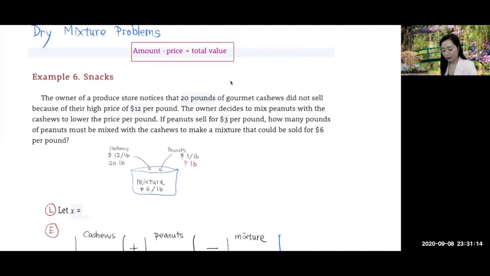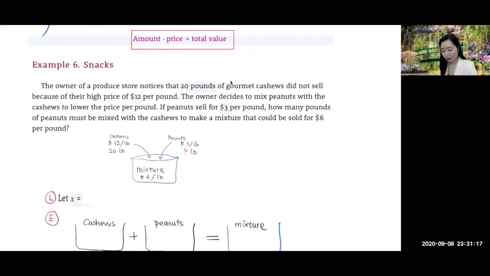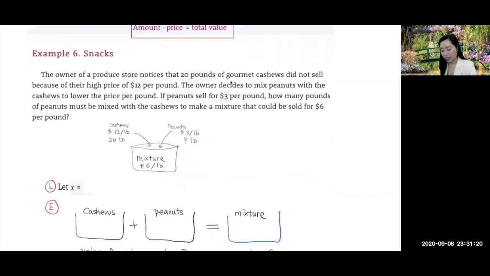So this example will talk about mixing cashews and peanuts. The owner of a produce store noticed that 20 pounds of gourmet cashews did not sell because of their high price of $12 per pound. The owner decides to mix peanuts with the cashews to lower the price per pound. If peanuts sell for $3 per pound, how many pounds of peanuts must be mixed with the cashews to make a mixture that could be sold for $6 per pound?